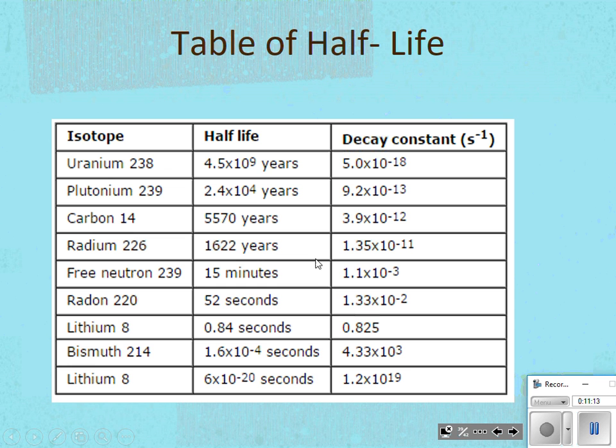Look right here, radon-220. Its half-life is 52 seconds. So some of them take literally hundreds and thousands of years. Some of them take seconds. Lithium-8, right here. I don't know why they have two lithium-8s. You would think that they would have the same half-life. I just now noticed that. I'll bet you one of them is a different isotope of lithium. But look at this lithium-8. 0.84 seconds is its half-life.